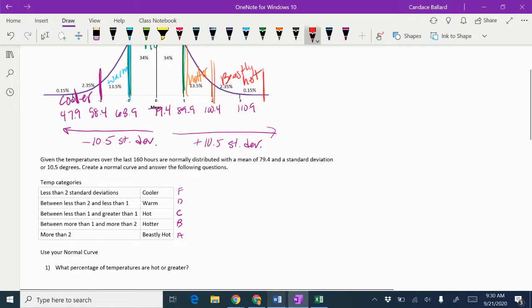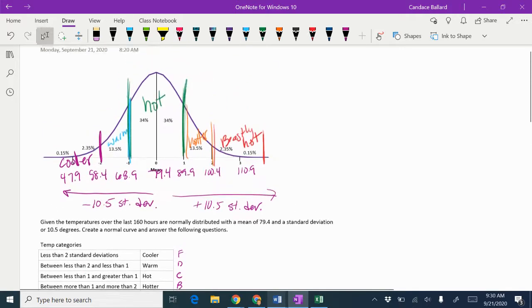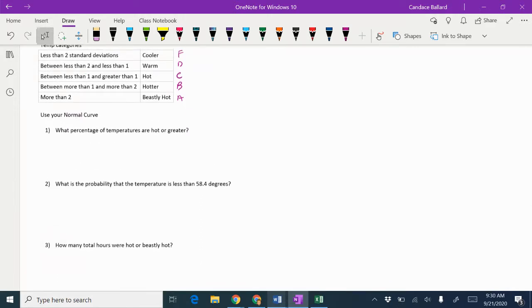Okay, so let's look at what question 1 says. Now this is the middle questions on the task. These are not the first questions on the task. This is kind of the middle set of questions on the task before you attach all of your work. Okay, and it says use your normal curve. So I'm going to go back and use my normal curve to calculate all of this stuff. What percentages of temperatures are hot or greater?